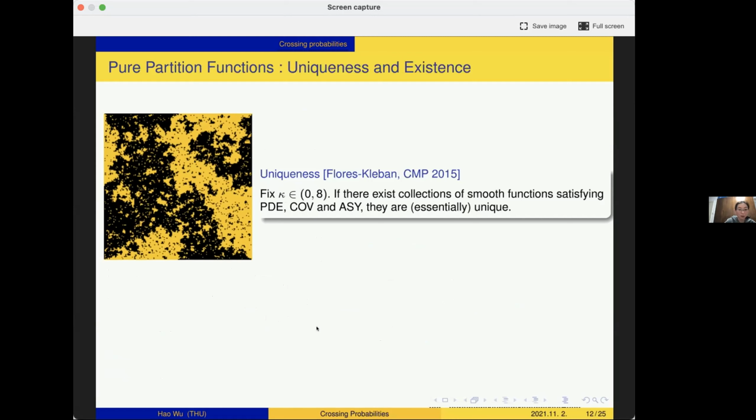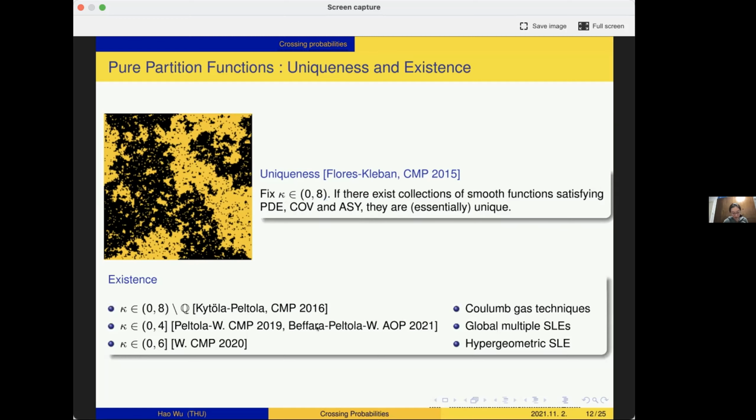The first thing proved was uniqueness. Flores and Kleban proved in 2015 that if we fix the parameter kappa between 0 and 8, then there exists a collection of smooth functions satisfying the required 3 properties, and they are essentially unique. By essential, I mean that we still need to add an extra weak control on the functions, but it is very weak, so basically we can say that they are unique. Okay, this is the conclusion for uniqueness.